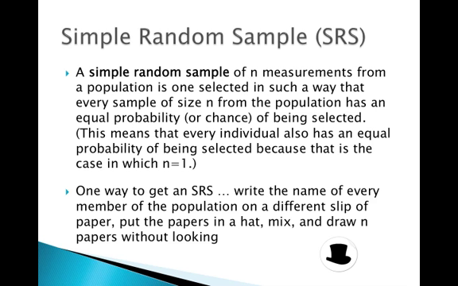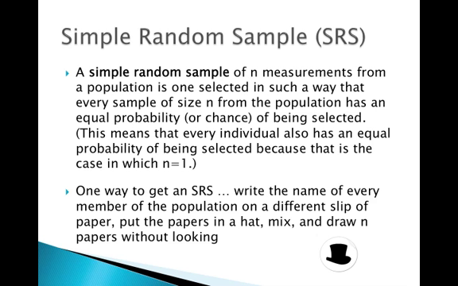Now, a very special kind of random sample is a simple random sample, and it's the only kind that is represented by SRS. If you write SRS, that means simple random sample. A simple random sample of n measurements from a population is one selected in such a way that every sample of size n from the population has equal probability of being selected. This means that every individual also has an equal probability of being selected because that is the case in which n equals 1. But it also has to be, if you're doing a simple random sample of size 100, every sample of size 100 has to have an equal opportunity of being selected as well as each individual.